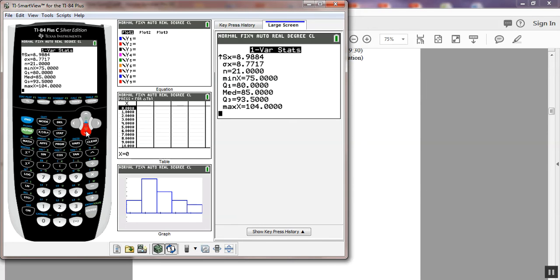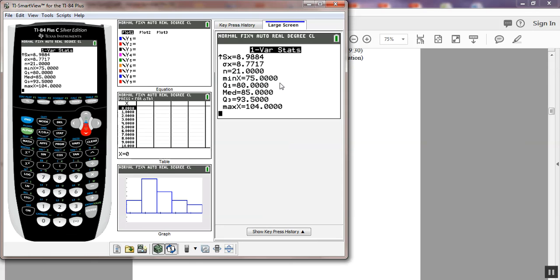I'm going to arrow down till I get to the bottom. Q1 is the first quartile, or the 25th percentile, and that's the number 80. The median is sometimes referred to as Q2. The median of this is 85. Q3 is the 75th percentile, and the maximum value is 104. So just by using that one variable statistics, we get all of this information here.